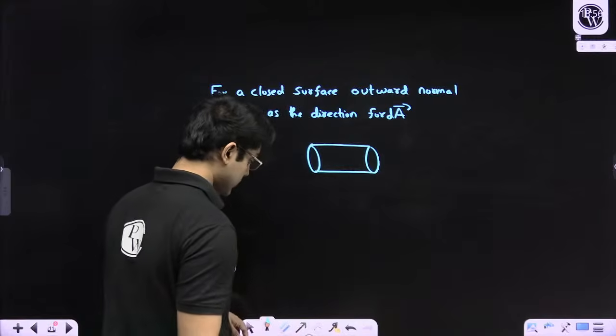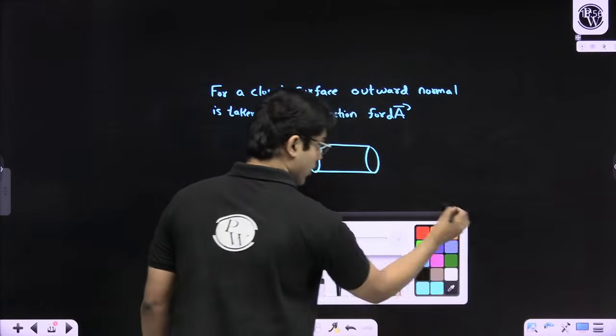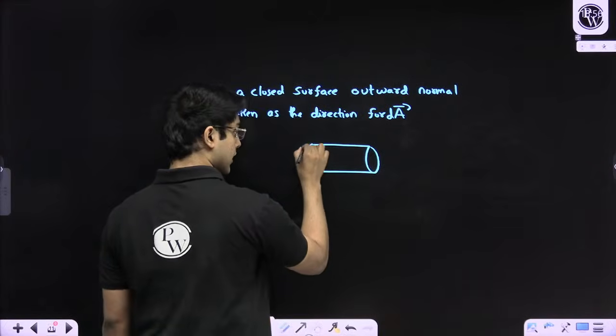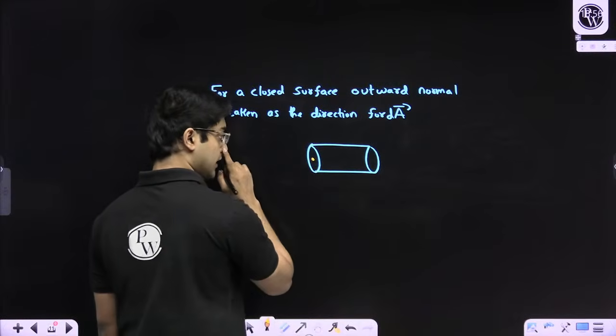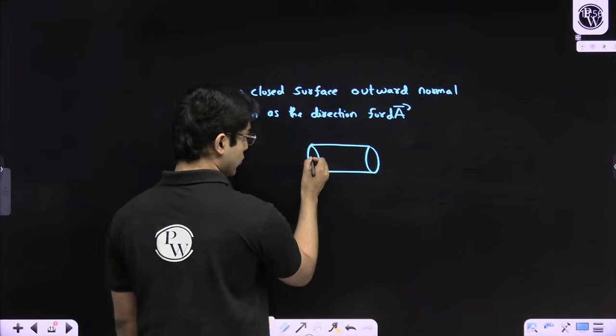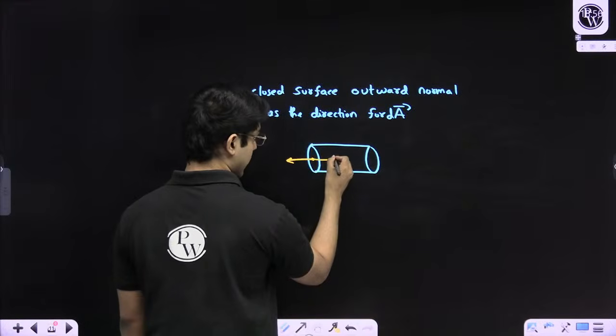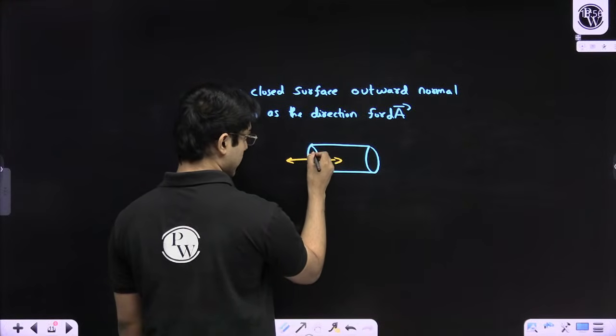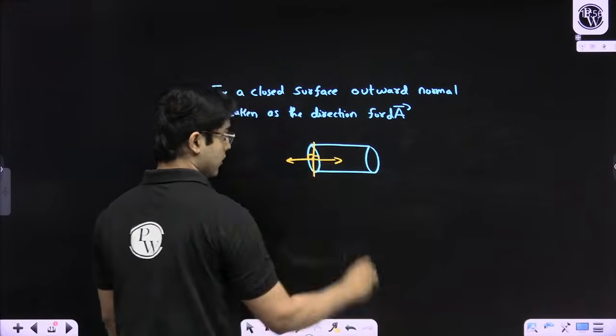So the cylinder is a closed surface. At this left circle, if I want to find the direction of the area vector, will it be to the left or to the right? Because there are two perpendicular directions, right?